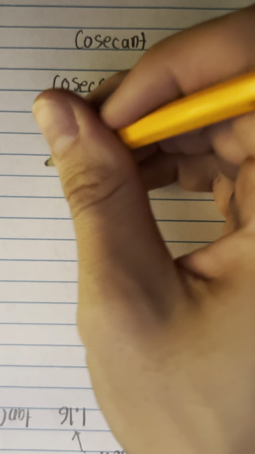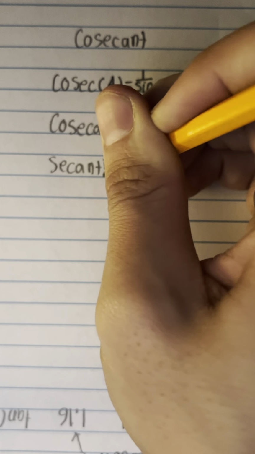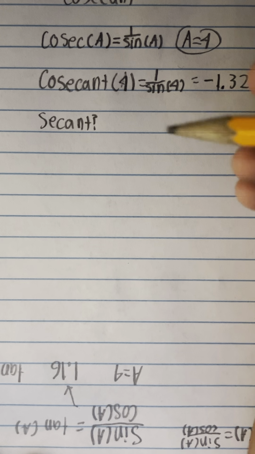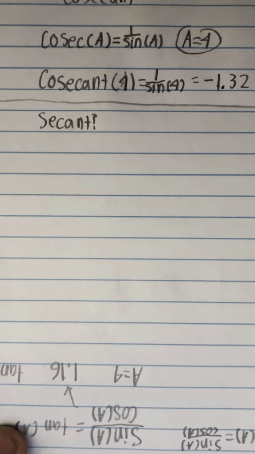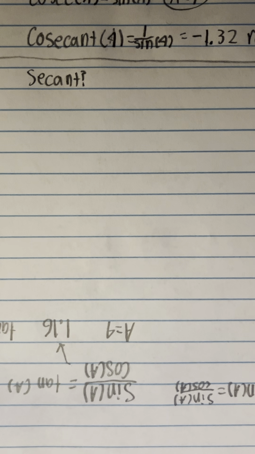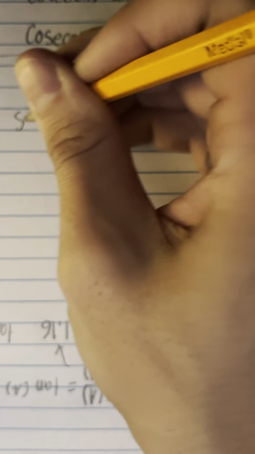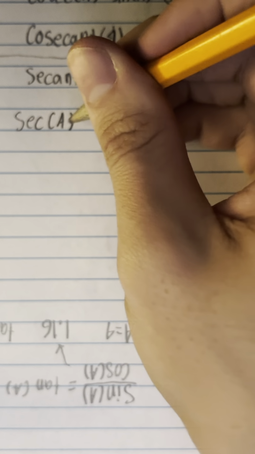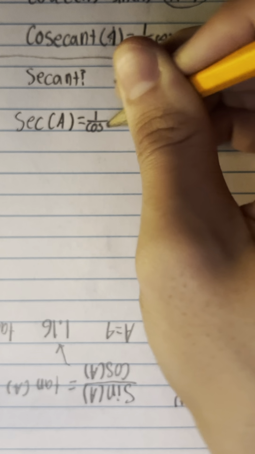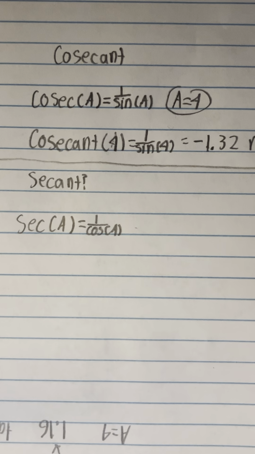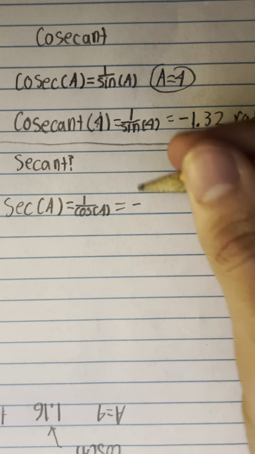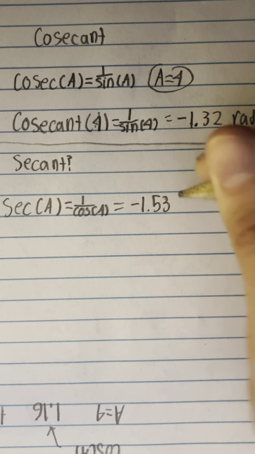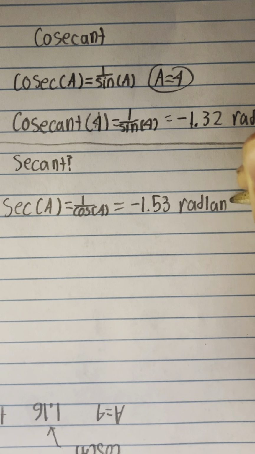But what about just ordinary secant? When it comes to secants, the secant of A is just equal to 1 over the cosine of A. So once again, A equals 4, which means that this is negative 1.53 radians. Around that.